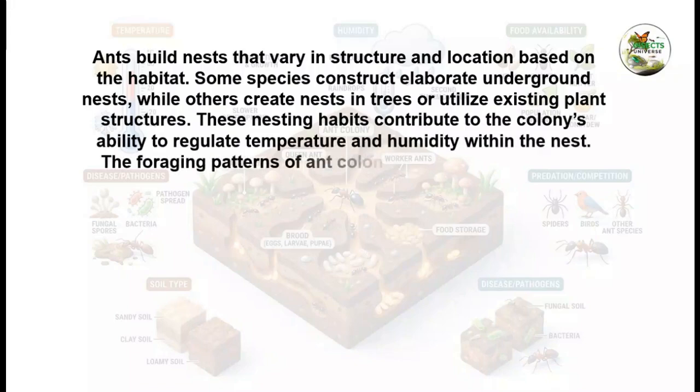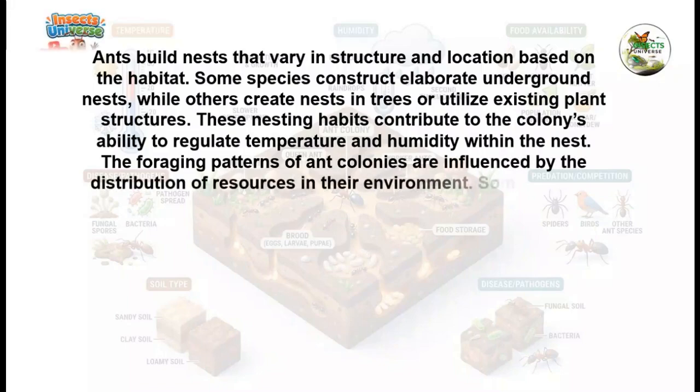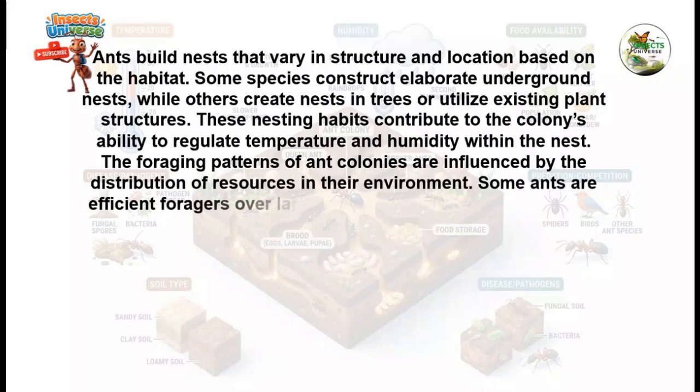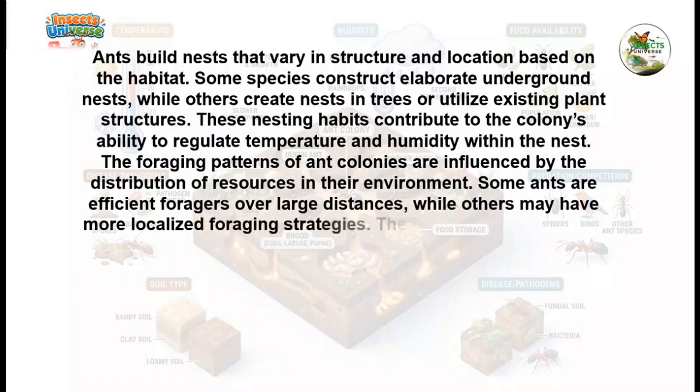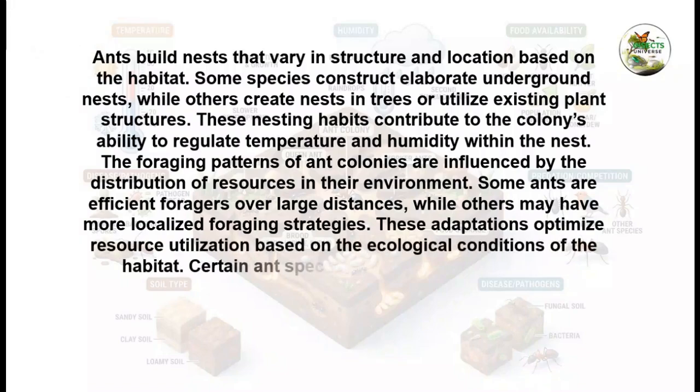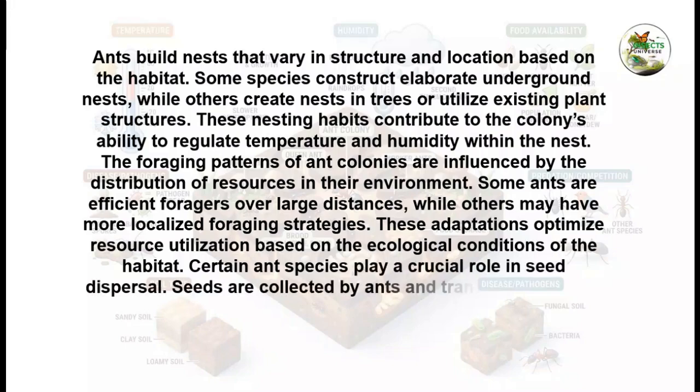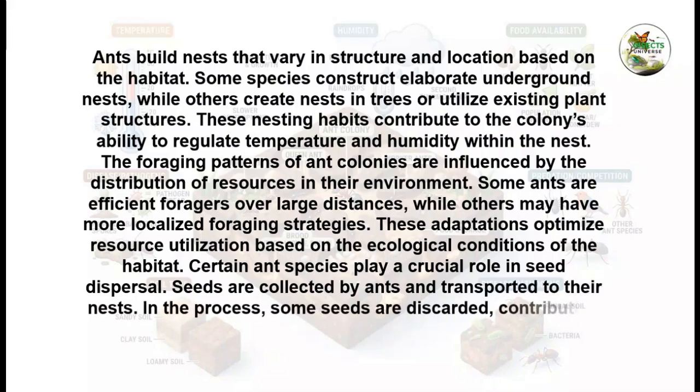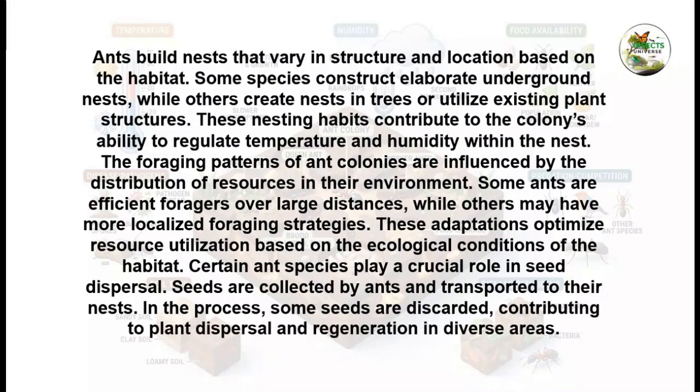The foraging patterns of ant colonies are influenced by the distribution of resources in their environment. Some ants are efficient foragers over large distances, while others may have more localized foraging strategies. These adaptations optimize resource utilization based on the ecological conditions of the habitat. Certain ant species play a crucial role in seed dispersal. Seeds are collected by ants and transported to their nests. In the process, some seeds are discarded, contributing to plant dispersal and regeneration in diverse areas.